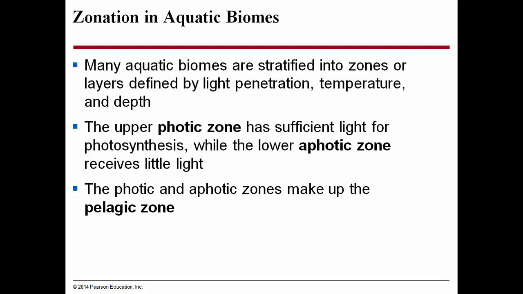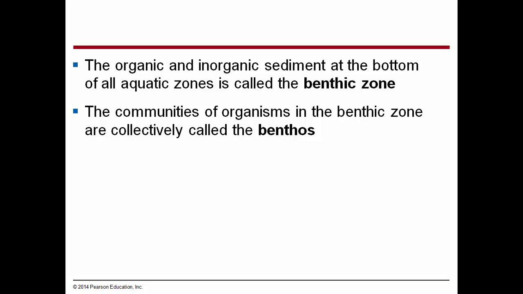The zonation in aquatic biomes. Many aquatic biomes are stratified into zones or layers defined by light penetration, temperature, and depth. The upper or photic zone has sufficient light for photosynthesis, while the lower aphotic zone receives little light. The photic zone and the aphotic zone make up the pelagic zone.